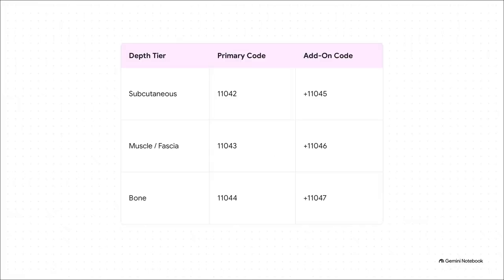Moving right along to Section 2, the 3 depth tiers. Okay, go ahead and take a mental screenshot of this matrix. It is literally your definitive guide for mapping excisional codes to the exact anatomical layer being removed. Notice how it's broken down into 3 totally distinct tiers. Tier 1 is subcutaneous tissue, sitting at 11042. Tier 2 goes deeper into muscle and/or fascia, using 11043, and Tier 3 is the absolute deepest, hitting bone, with 11044. Each of these primary codes corresponds strictly to a specific anatomical depth.